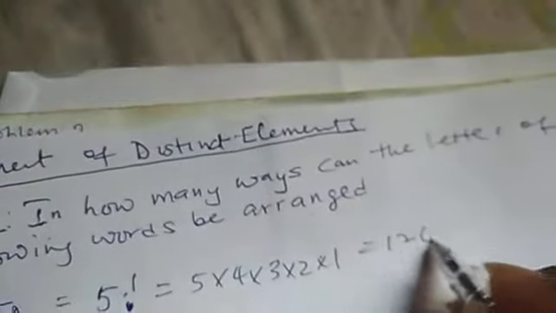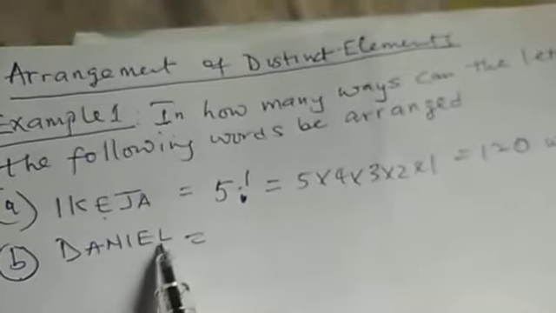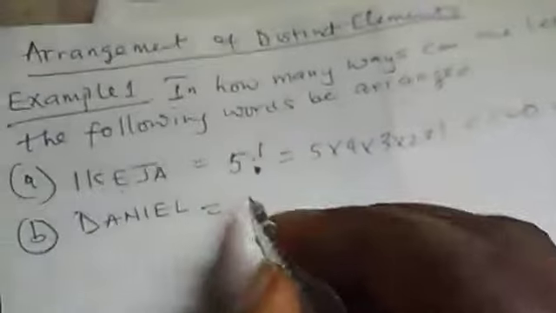And that will be 120. So we say 120 ways. Also, if you count the letters of the word Daniel, there's no repeated letter here, and we have 6 letters there when we count it.